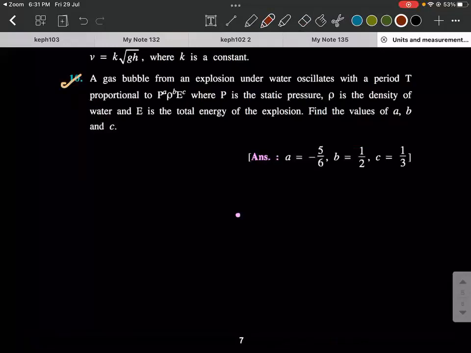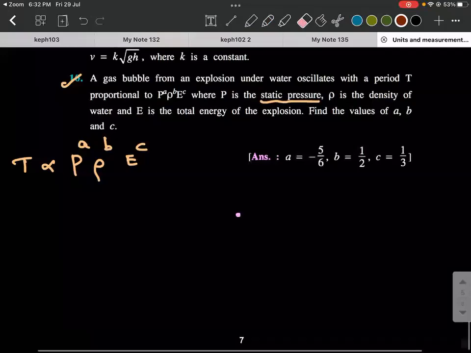So there is a gas bubble from an explosion underwater. There is an explosion and there is a gas bubble which starts oscillating with a time period which is observed to be proportional to P power A, rho power B, and E power C, where P is the static pressure. What is static pressure and all those things we'll see later. Rho is the density, and E is the energy. Find the value of A, B, and C. This is also a slightly tough question, but I want you to try.